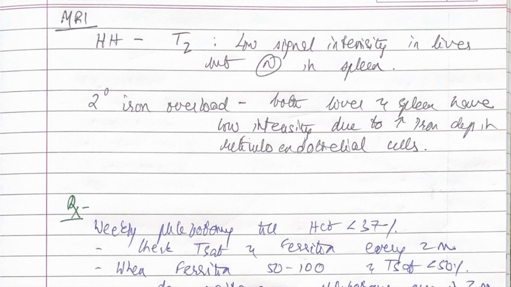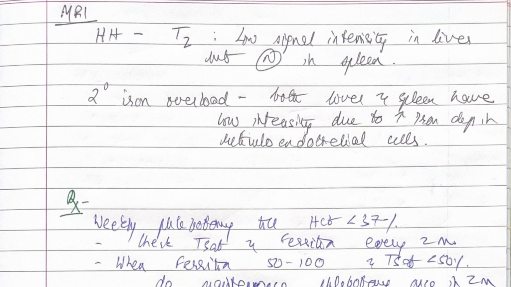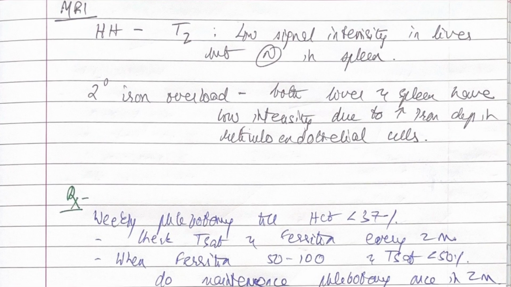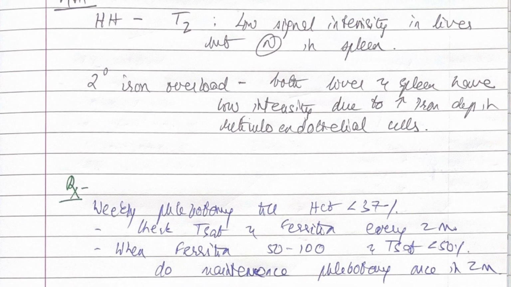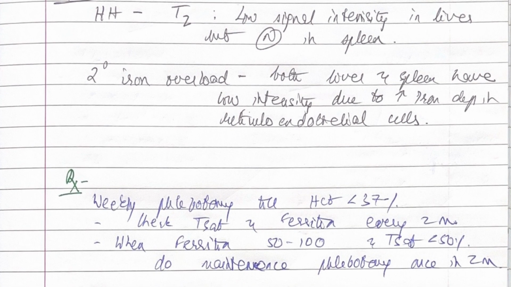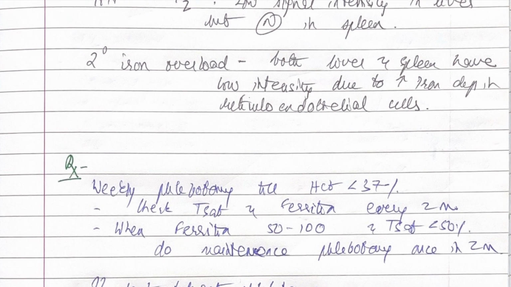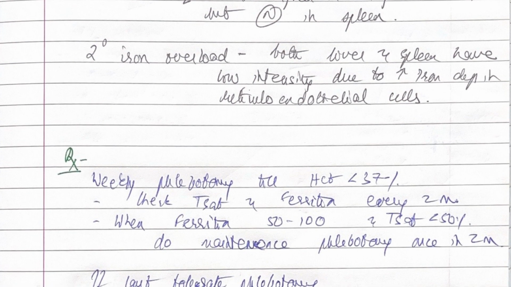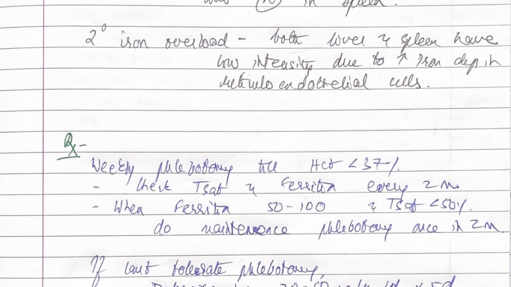MRI in hereditary hemochromatosis, T2 weighted images show low signal intensity in the liver but normal in the spleen. But in secondary iron overload states, both the liver and the spleen have low signal intensity due to increased iron deposition in reticuloendothelial cells. The treatment is weekly phlebotomies until the hematocrit is less than 37%.